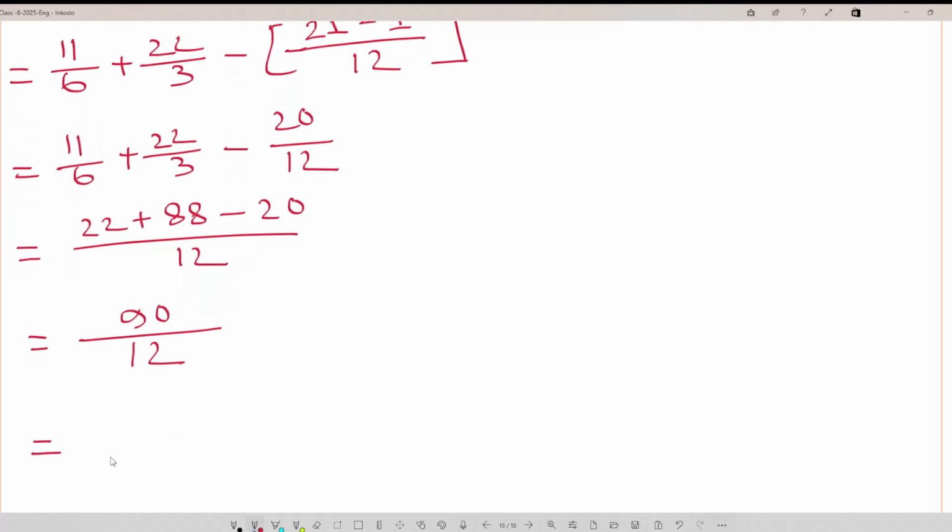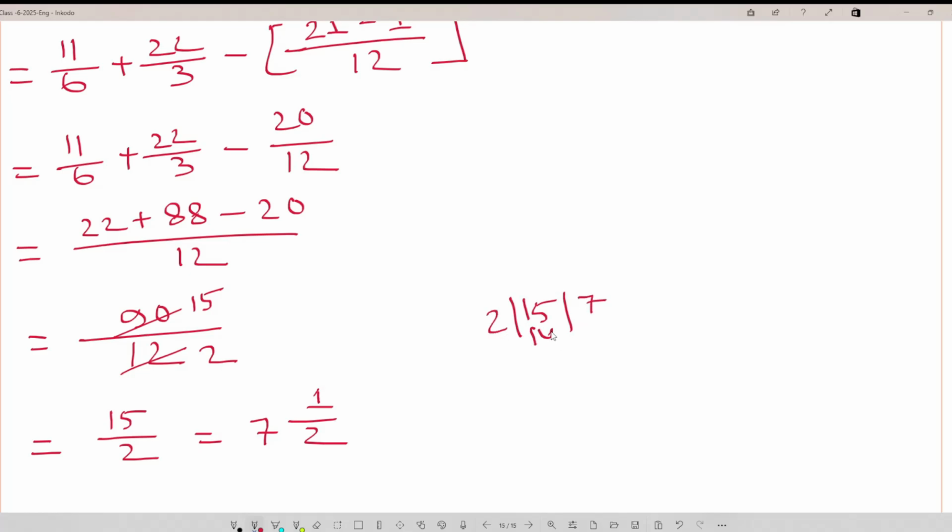Okay, now look, 22 plus 88 minus 20, so here is 2 and it is 90, 90 by 12. So what can we do? We can divide by 6. If we divide by 6, here 90 divided by 6 is 15, and 12 divided by 6 is 2, so 15 by 2. This one we can write as 7 1 by 2. How? Because once we divide 15 by 2, so 7 times 2 is 14, so 15 minus 14 is 1, and our answer is 7 1 by 2.